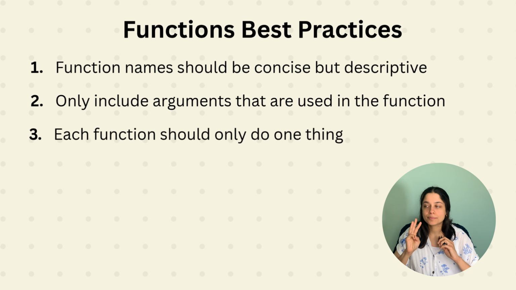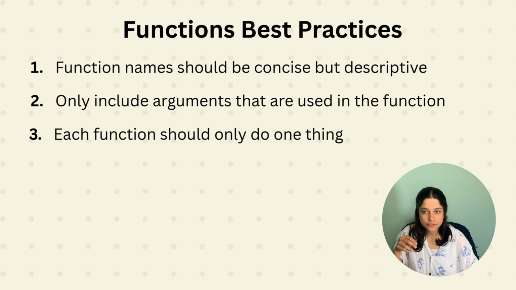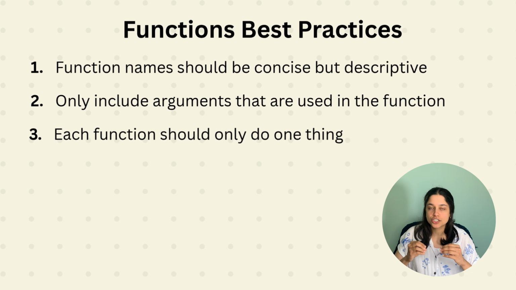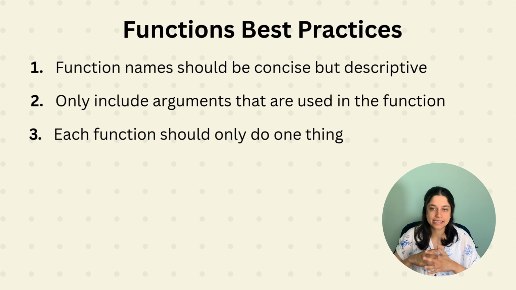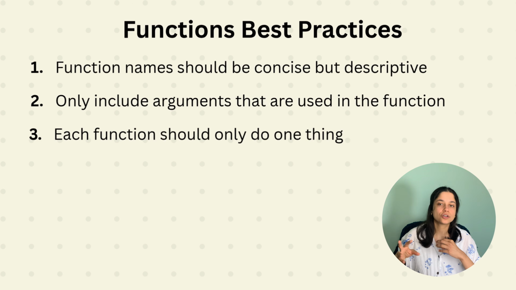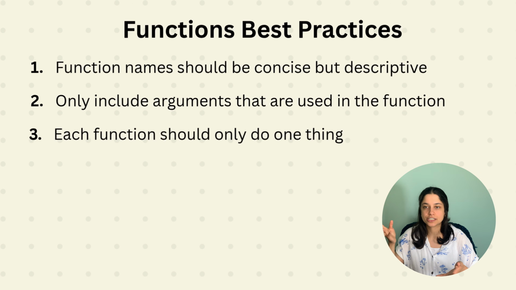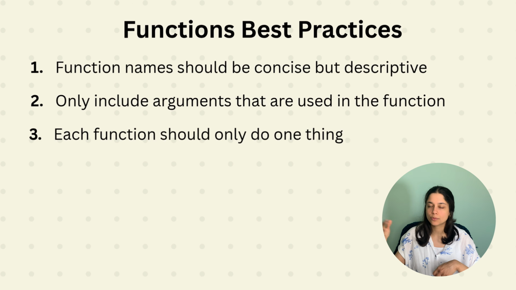The third best practice is very important, and that is that each function should only do one thing. And that doesn't mean we just need one line of code in each function. It just means that the function has one distinct purpose. For example, the function that we just created categorizes the item. It doesn't also clean up the string that we pass it or add anything to the string. It just categorizes it.